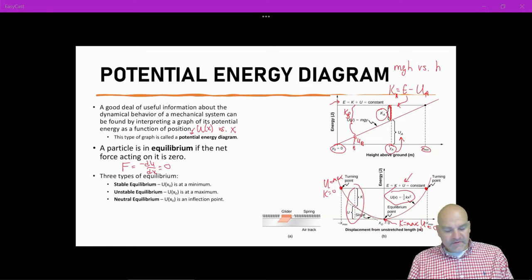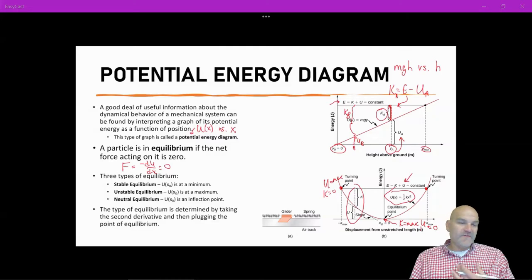And there are 3 types of equilibrium: stable equilibrium, unstable equilibrium, and neutral equilibrium. Stable equilibrium is when you plug in your test point, when these are equal to 0, and it's at a minimum. Unstable equilibrium is when it's at a maximum, and neutral equilibrium is when it's at an inflection point.